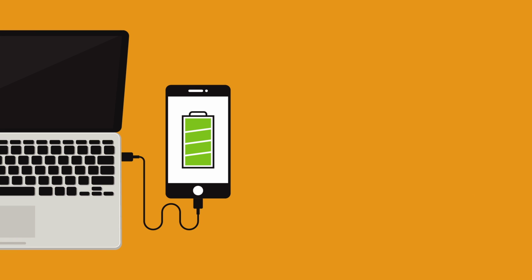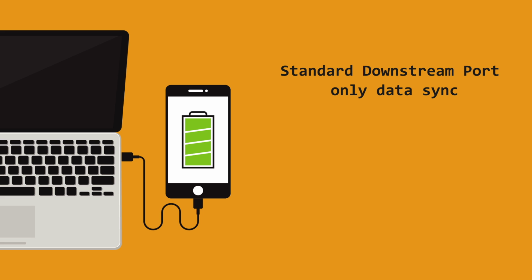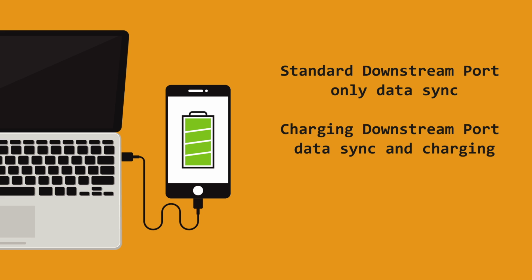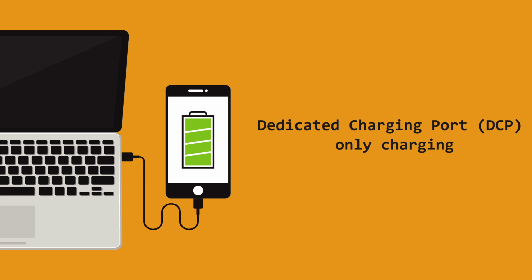When a phone or tablet is connected to a power source, it tries to read what type of power source it is. They are of mainly three types. Standard downstream port, which is meant for data sync. Charging downstream port, which is meant for data sync and charging. Dedicated charging port, which is meant for only charging. For the phone to charge at maximum power, it has to see a dedicated charging port.